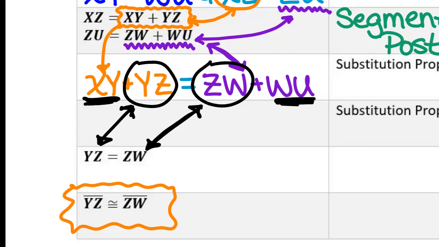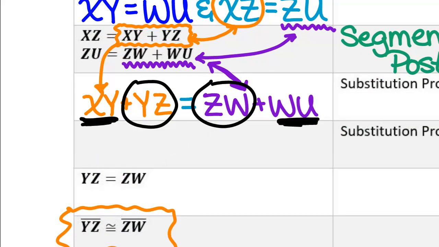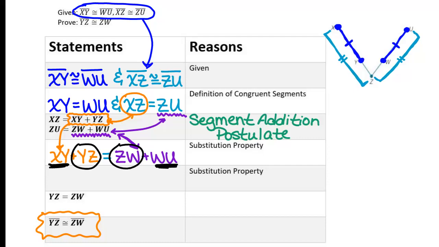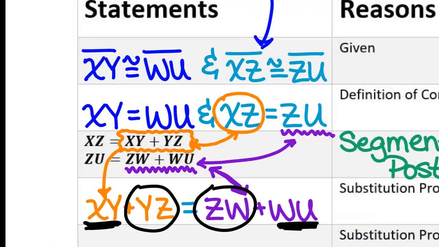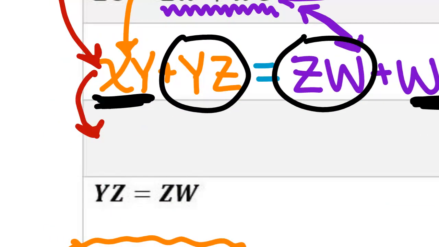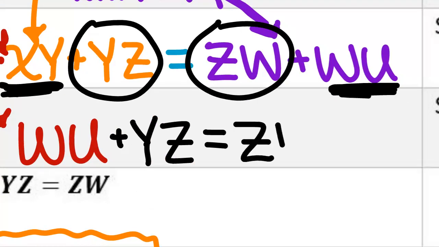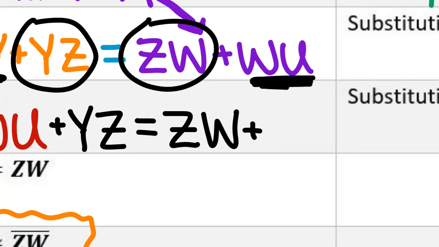Tell me why I can do that. You're absolutely right. Why am I allowed to change XY to WU? Substitution property. So do we know that they're the same size? Yes. Right here, we said that they were the same size. So I'm going to replace the XY with WU. So WU plus YZ equals ZW plus WU.